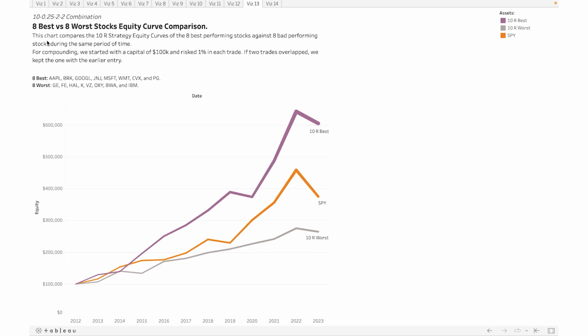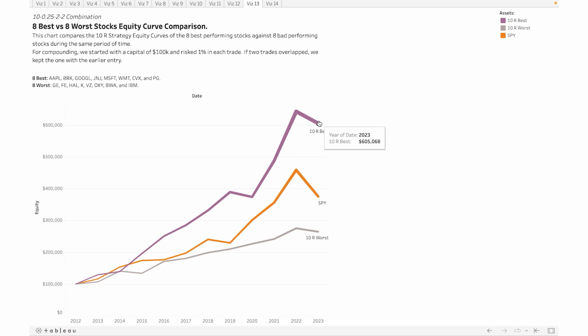Okay, so the good news is that if you picked 8 very poorly performing stocks and use this 10R combination, which has a very generous distance between the entry and the stop, you wouldn't have lost any money, even when accounting for inflation, which was around 27% for those 11 years. Meaning you would end up with a net profit of around 92k. Of course, you would have had a better return investing in the S&P, and a much better return if you had picked 8 good stocks instead.